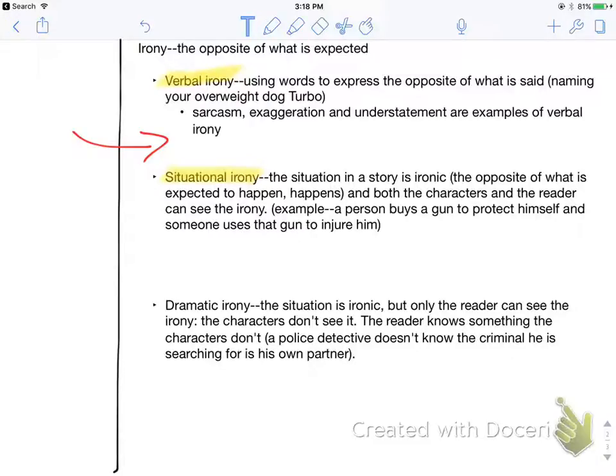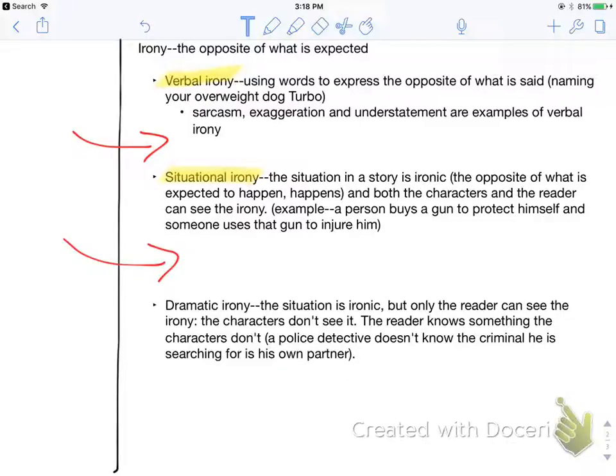Right? That's the opposite of what you would expect to happen because if you have a gun, you can protect yourself. But if it's an ironic situation, then the gun will be taken away and the gun owner gets hurt. As usual, leave a little space down there.